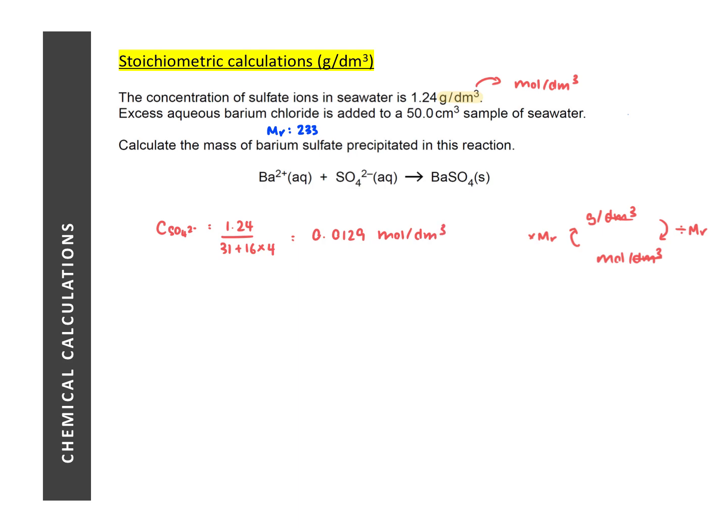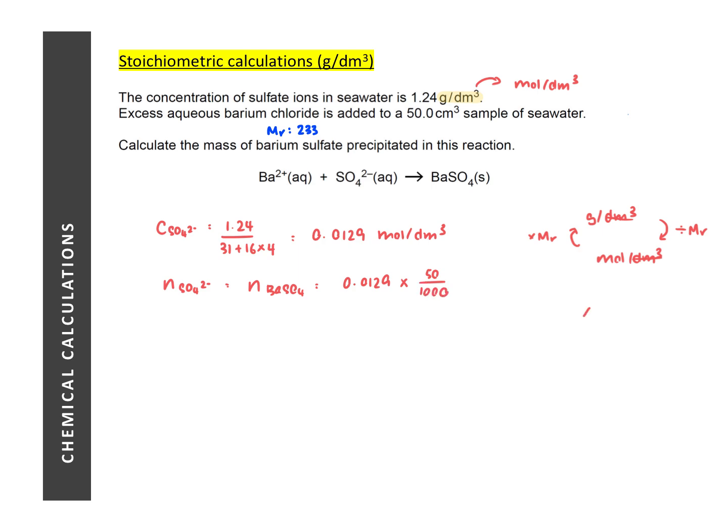Now that I have gotten my concentration in moles per dm cube, the question tells you that the sulfate was precipitated with an excess of barium. So now we can calculate the number of moles of sulfate, which will give us the number of moles of barium sulfate as well, which is concentration times volume. So volume is 50 centimeter cube.